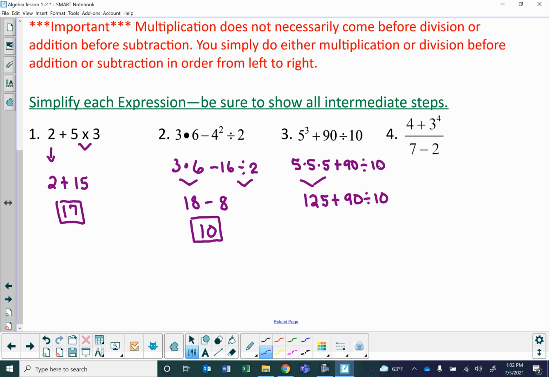Now I'm looking at this and I'm like, well, I can't do anything with the 125. I can't do anything with the plus sign, but I do need to do the 90 divided by 10. And 90 divided by 10 is 9. So then I take 125 and I add 9 to that, and I get 134. And notice how I always box or circle my final answer so I know you're done. It's important for me as a math teacher to know when you've arrived at your final answer.